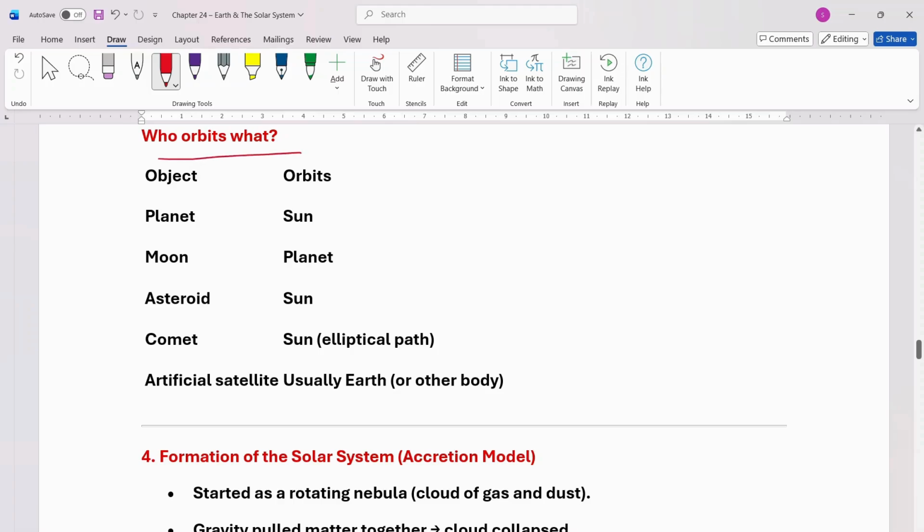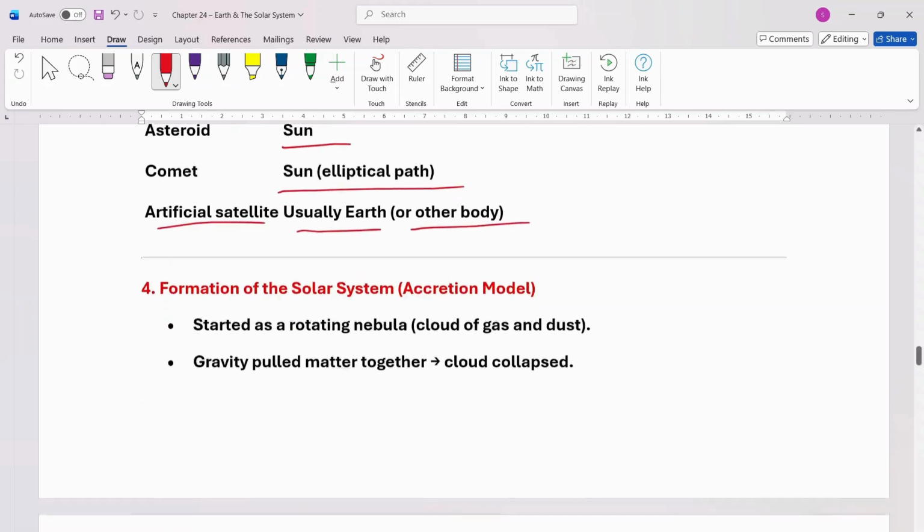Who orbits what? Planets orbit the Sun, the Moon orbits a planet, asteroids orbit the Sun, and comets orbit the Sun in an elliptical path. An artificial satellite usually orbits Earth or another body.